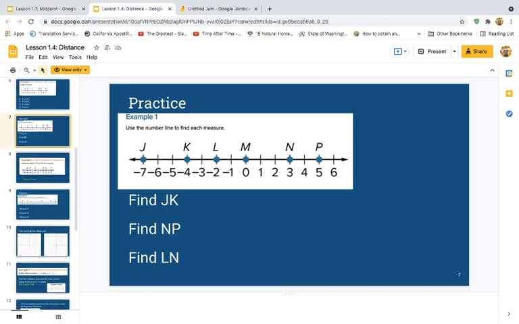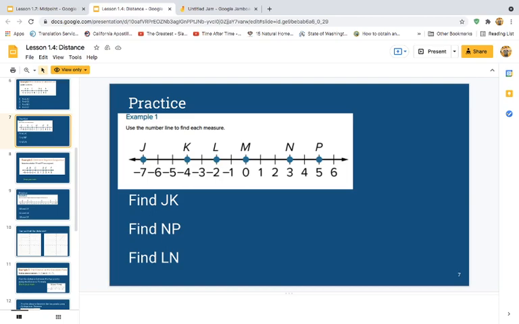Okay, so back here, we're just trying to find the distances between these 2 points. So JK is 1, 2, 3, so there's just a distance of 3. For NP, we have 1, 2, so just a distance of 2. And LN is 1, 2, 3, 4, 5, so just a distance of 5 there, okay?